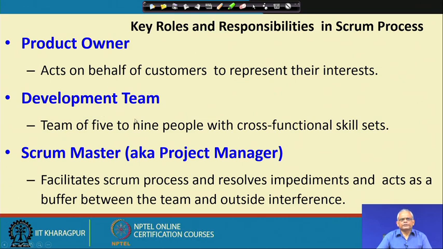And then there are the development team members, which are 5 to 9 people with cross-functional skills like coding, design, testing, quality assurance and so on. And then one of the team members is the Scrum Master. The Scrum Master is also known as the project manager, the management representative in the team. The role has the responsibility of facilitating development and any obstacles that are faced, talking to the management, and also acts as a buffer between the team and outside influence.